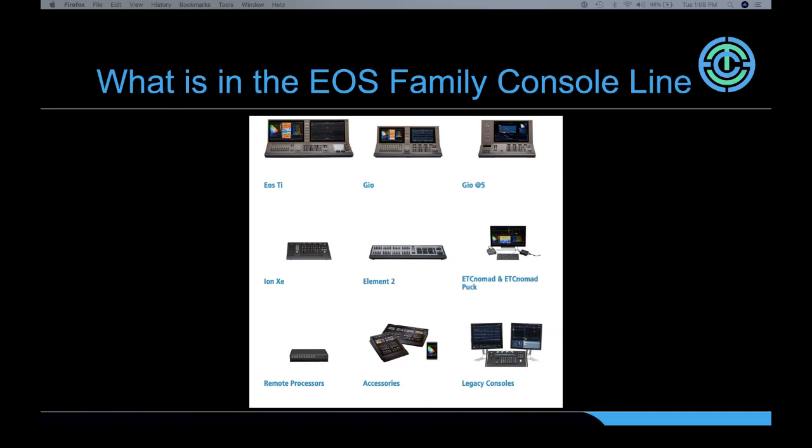So that's the EOS family lineup. All of these consoles work together. They are able to share show files between all of them. They can import show files from some of the legacy EOS family consoles, and also all of the previous consoles in the ETC family line. They also have the ability to bring in show files from other manufacturers' environments, or Light-Write files, or just quite a mix of file formats that they can support.